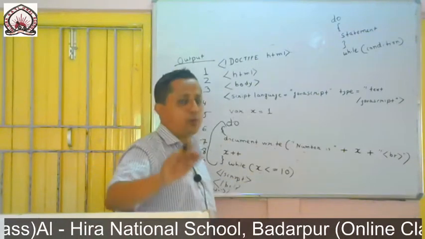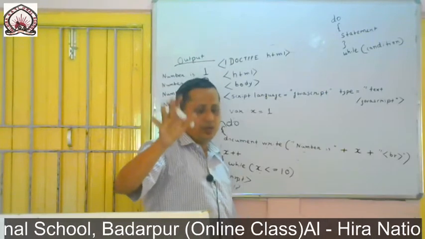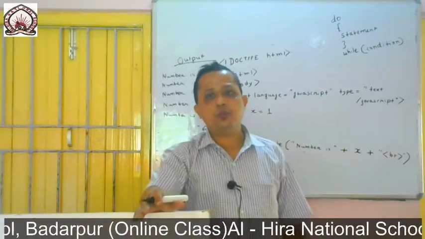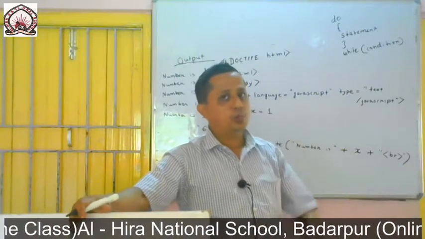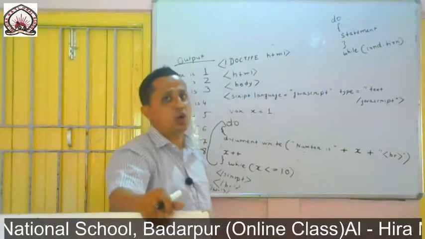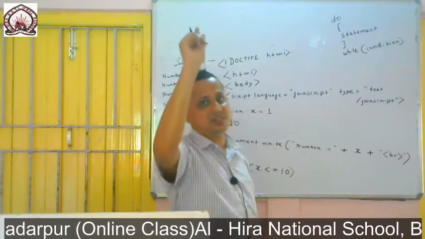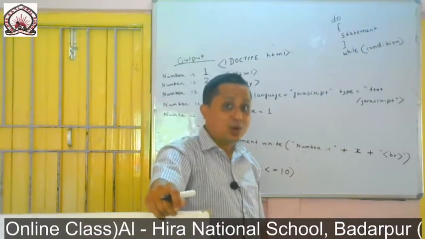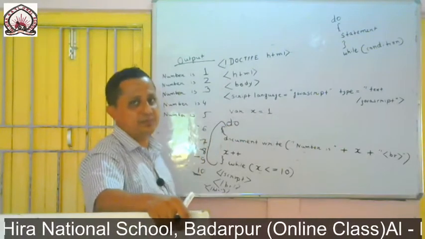So remember one point. Whenever the condition becomes false, the statement will not execute, except in a do while loop. In a do while loop, even if the condition is false, the statement will at least execute once. Why? Because your statement is before the condition.